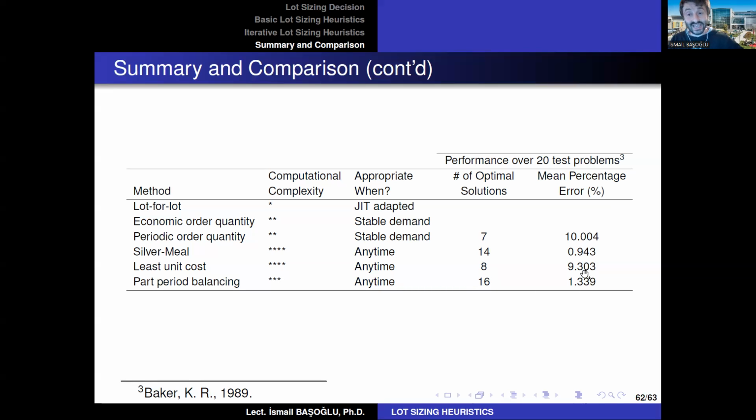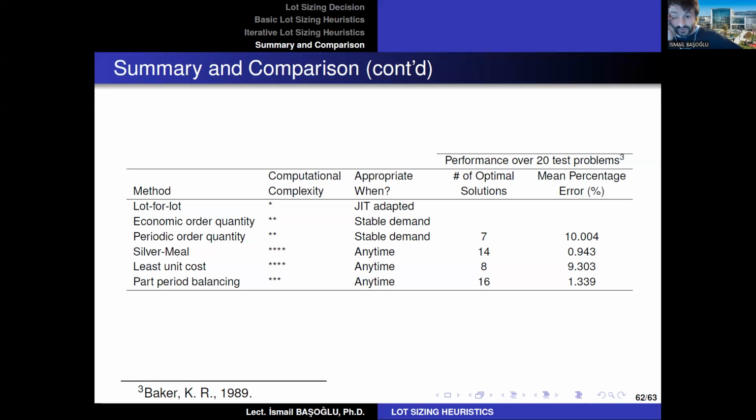But if it does not achieve the optimal solution, the deviation from the optimal objective function is a little bit larger. So practically, if you want to have the optimal solution, part period balancing has a higher probability of achieving it. But if it cannot, then the deviation would be more than the deviation that you would observe from the Silver-Meal heuristic.